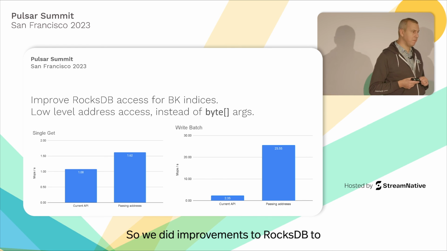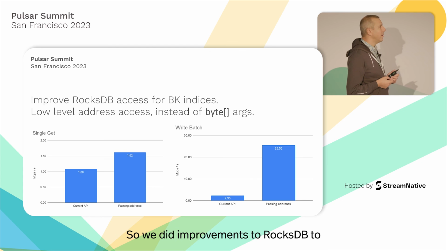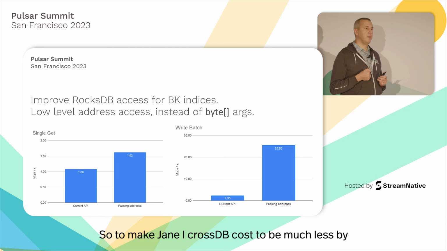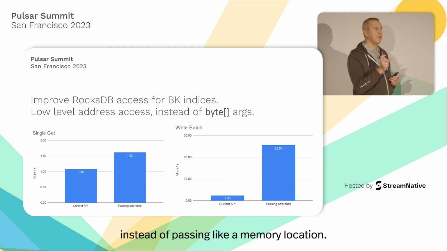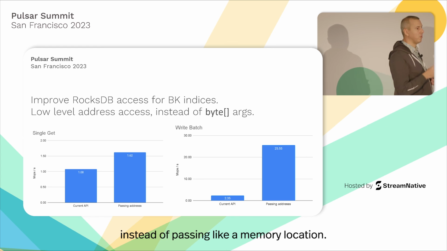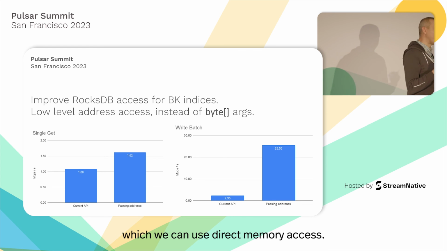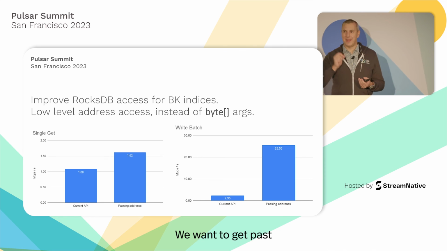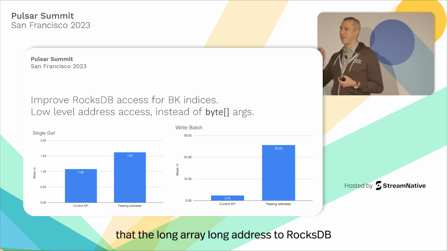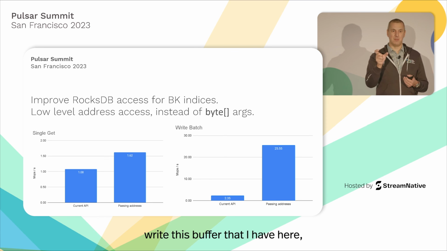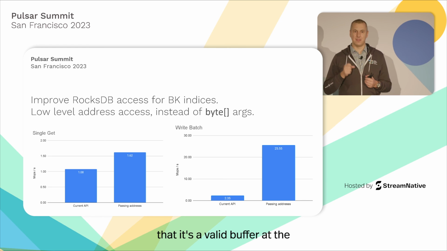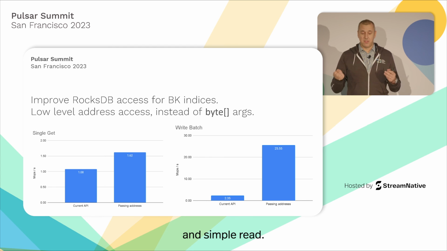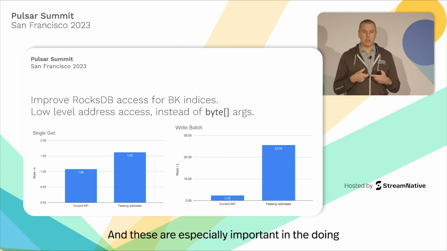So we did improvements in RocksDB to make the JNI cost much less by not passing, say, byte arrays, and instead passing a memory location. So we do have Netty, which we can use for direct memory access. So it's like having a C pointer with Netty. We want to pass that long address to RocksDB and say, okay, write this buffer that I have here. I guarantee you that it's a valid buffer at this memory address, and use it. And same for read.